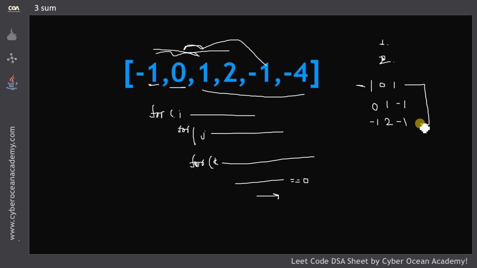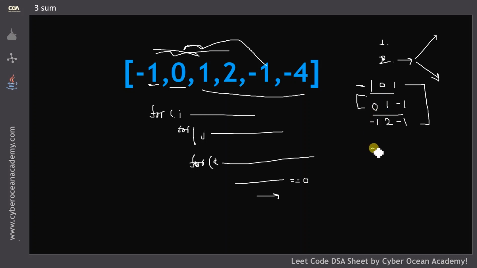Here these two triplets are the same, -1, 0, 1 and 0, 1, -1. How can I avoid these duplicate triplets? So there are two things here. In the second part you can notice that there are two things. The first thing is that we have to make sure the array elements inside the triplet must be in the same order.